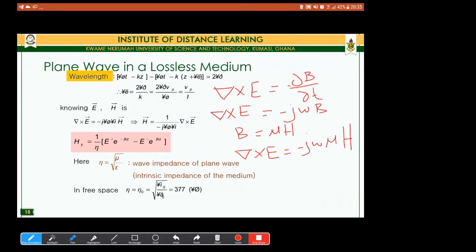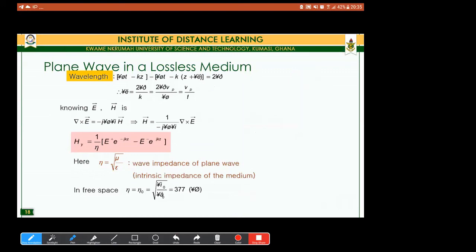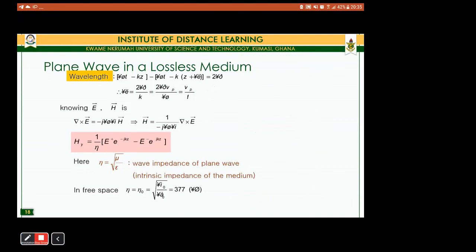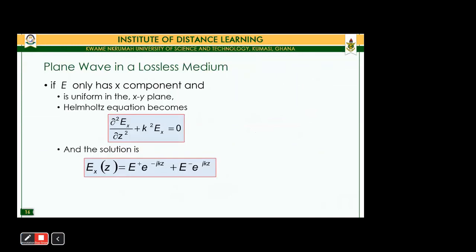Therefore, H from this is equal to curl of E divided by negative j omega mu. So if we can find the curl of E, then we can find H. Now, because we have an expression for E, we have found a solution for E. What is the solution for E? This is the solution for E here.